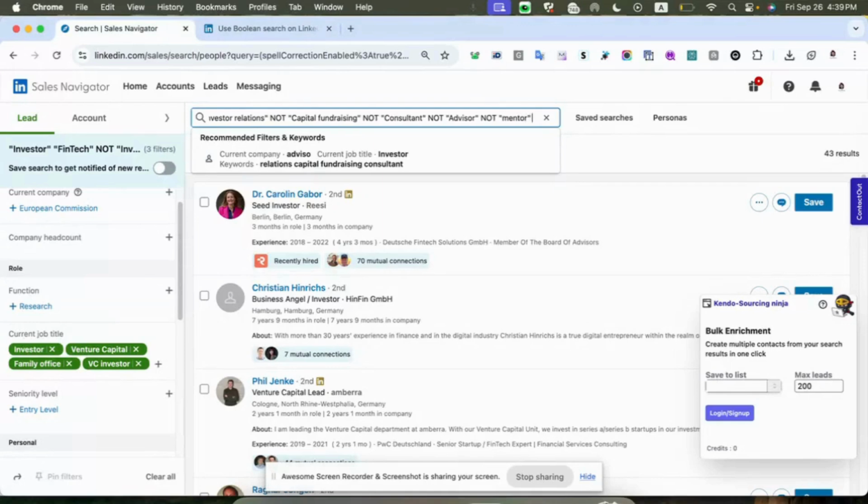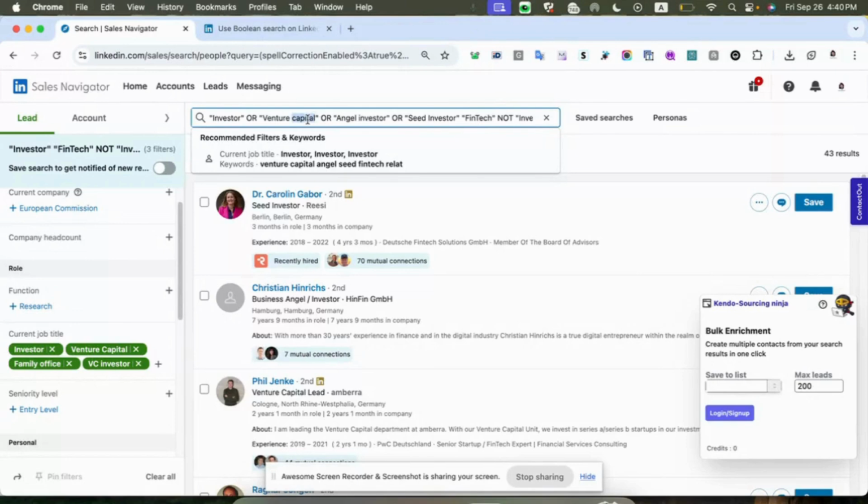Now I want to emphasize that I'm looking for investor or venture capital, right? Or angel investor or seed investor. You see, these are all the relevant keywords. And because the business I was fundraising for was in the fintech sector, I put fintech between quotation marks. So I'm telling LinkedIn I'm only looking for investors that are interested in fintech. They've mentioned fintech as a keyword in any part of their profiles, right?